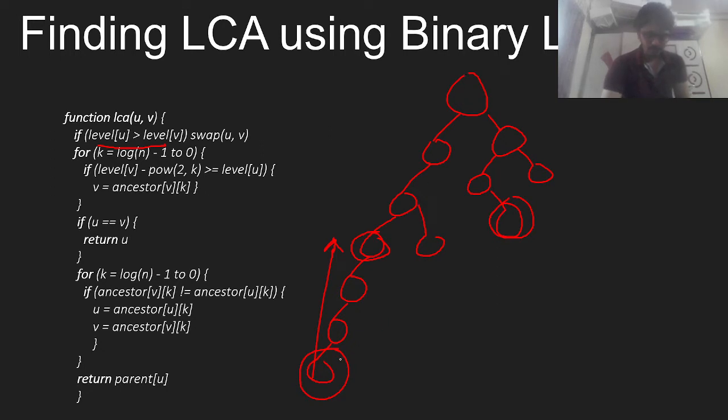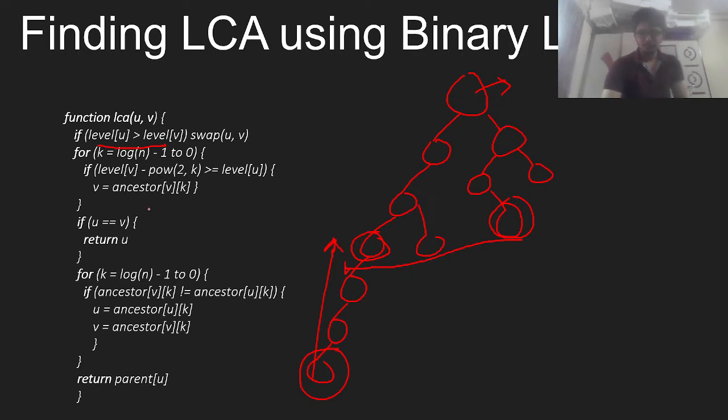First we will move up until both the nodes are at the same level, that is till here, and then we'll keep on moving each node upwards until both the nodes become equal. So here the LCA would be this node over here, right?